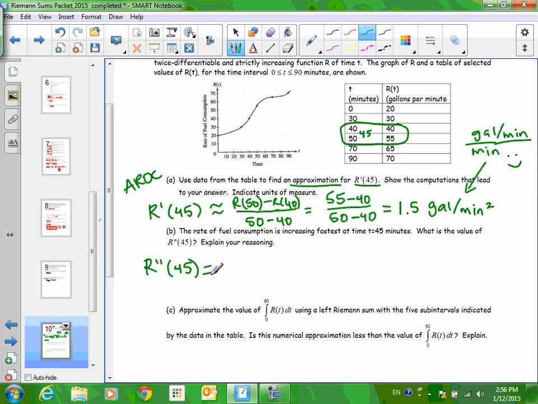So you may know the answer, but I know not everybody in here knows what it is right away. It's not totally obvious. Let's look back at the graph here. So here's 45 right there. What this sentence is saying is that the rate of fuel consumption, in other words, R of t, is increasing fastest. Okay? So that means that that's the steepest part of the graph. The slope is the biggest right here. And they're saying, well, what's the second derivative then? Any ideas? 0 is the answer.